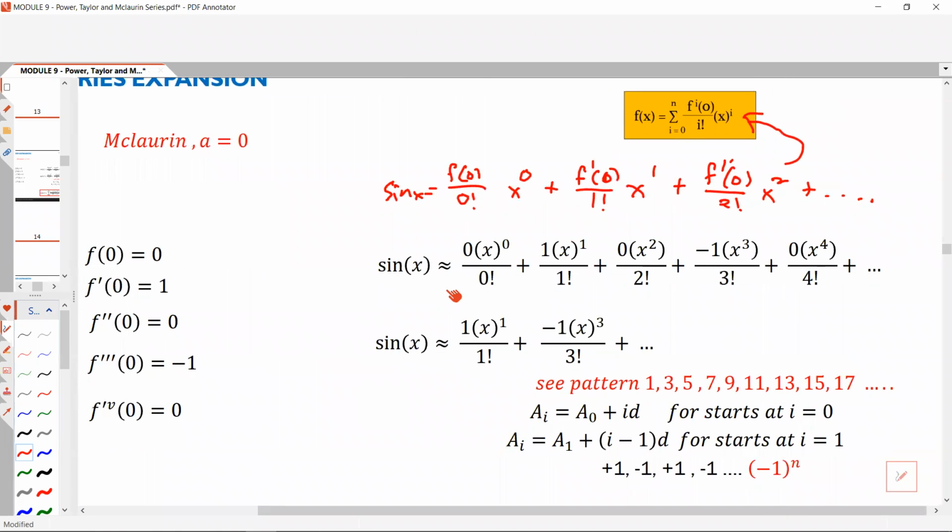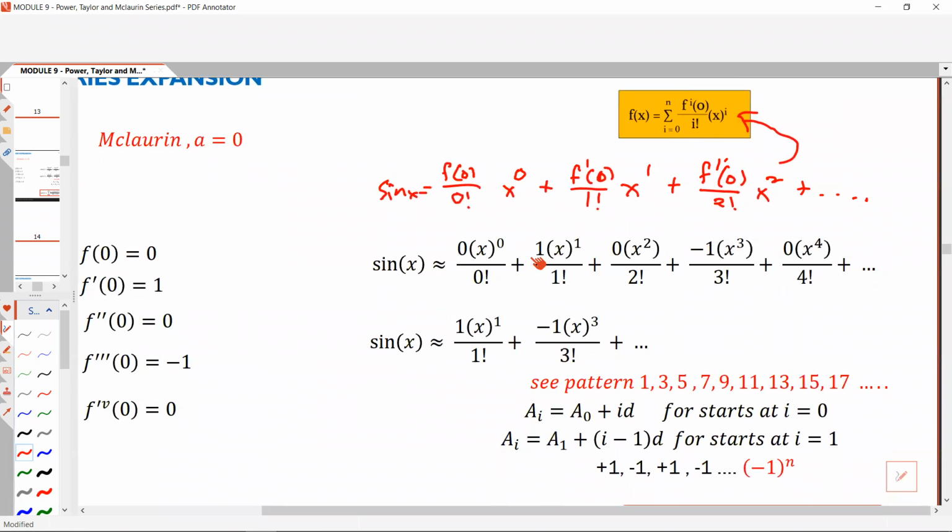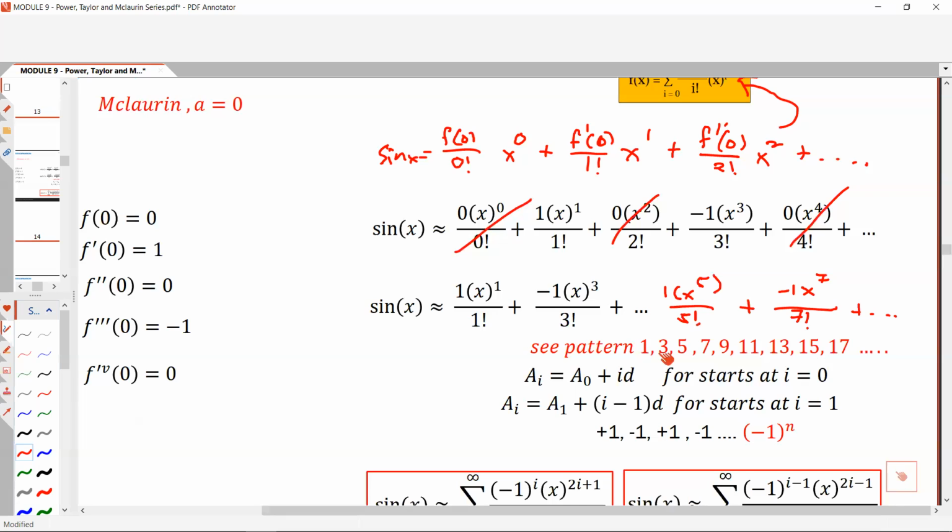If we simplify this, any number multiplied by 0 will be 0, so this one will be 0 and this one will be 0. What you have left is 1x raised to 1 over 1 factorial minus 1x raised to 3 over 3 factorial plus, what do you think is next? Of course, that is 1x raised to 5 over 5 factorial, then negative 1x raised to 7 over 7 factorial, and so on. You now know the pattern.